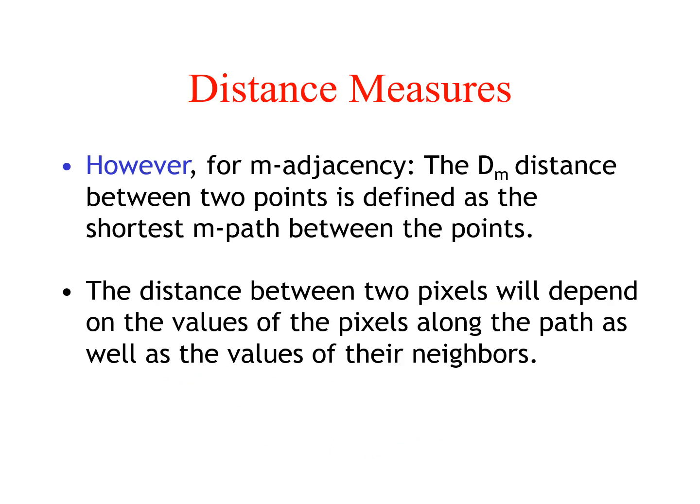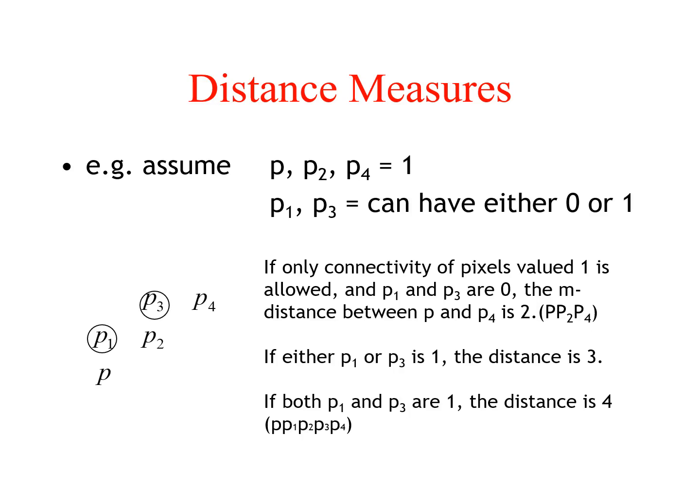However, for M adjacency, that is DM distance between two points, we always consider the shortest path between the points. So the distance between two pixels will depend on the values of the pixels along the path as well as the values of their neighbors. So in DM distance we are going to consider the neighborhood, but in D4 and D8 we are not considering the neighborhood.